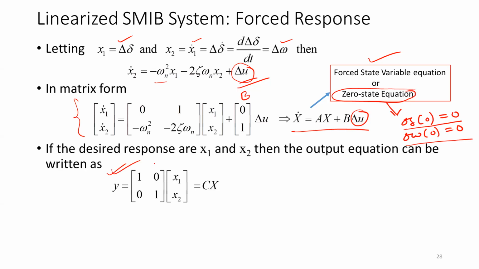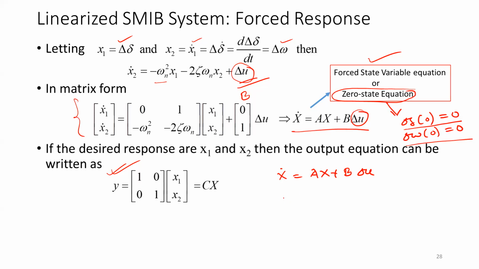And the output, as you can see, both my x1 and x2 are considered as outputs. So a simple expression: if this is your x dot equal to Ax plus B del u, and you do the Laplace transformation, can you tell me what you will get? If you do the Laplace transform of this one, what will you get?